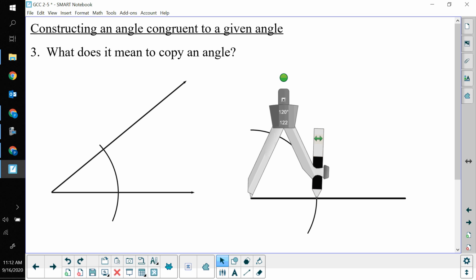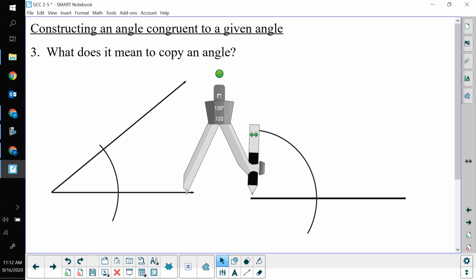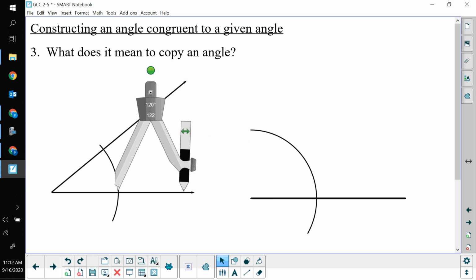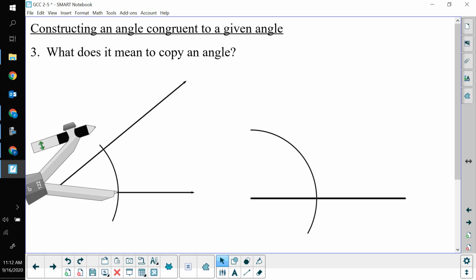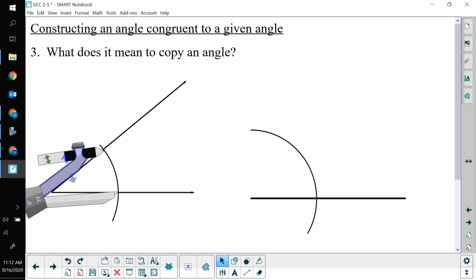Then what we're going to do is we're going to go over and put our point on one of the intersections. And you'll put your pencil on the other intersection. And make sure it's exactly on there. Okay, we need it to be the exact amount.